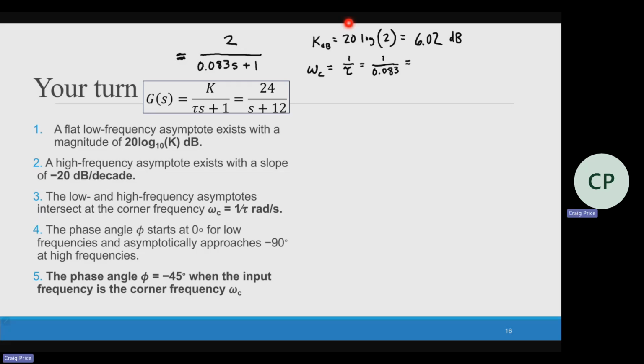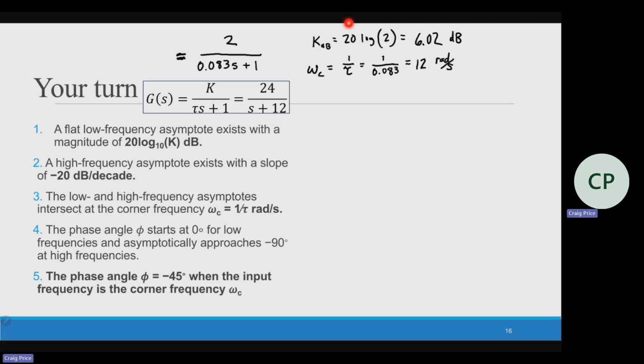Now, where is it going to turn the corner with a slope of negative 20 decibels per decade? That's going to be 1 over tau. So once I have it in standard form, 0.083 or 1/12, that's my tau. So 1 over that gives me 12 radians per second. So that's our corner frequency.